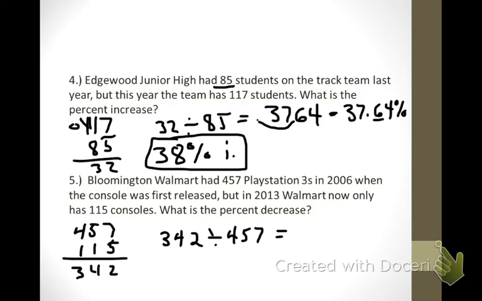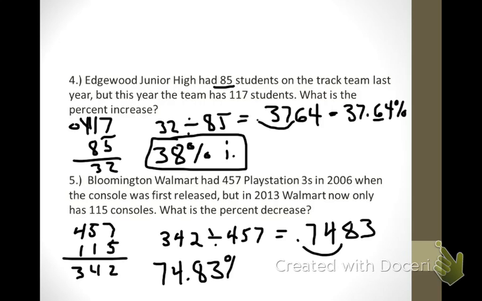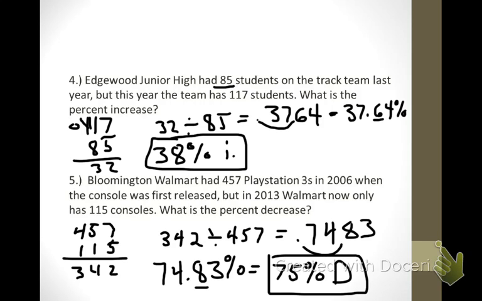When I do that, I get 0.7483. I move my decimal place 2 places to get 74.83%. And then I round that to my nearest whole percent. That 8 is going to cause that 4 to round up to give me 75%, and it is a decrease because it's gone down in the amount that they carry at the store. So that's all the problems that you're going to do, and hopefully this prepares you for today's assignment.